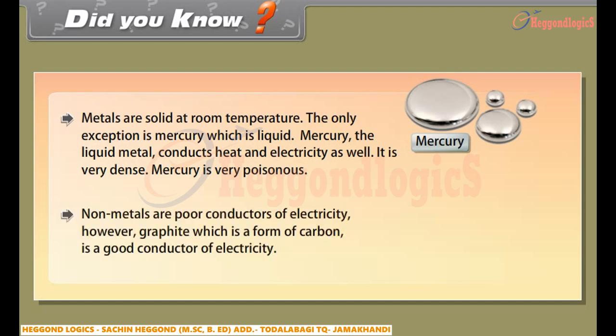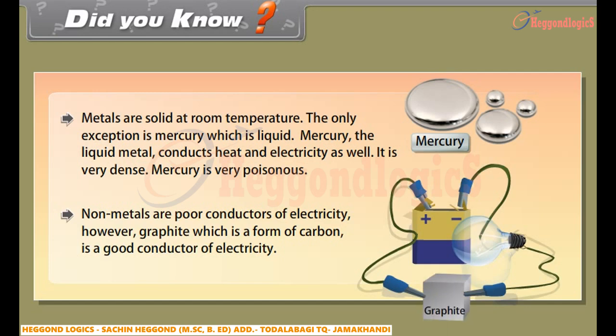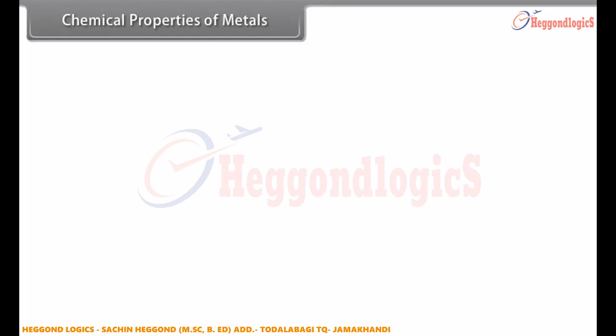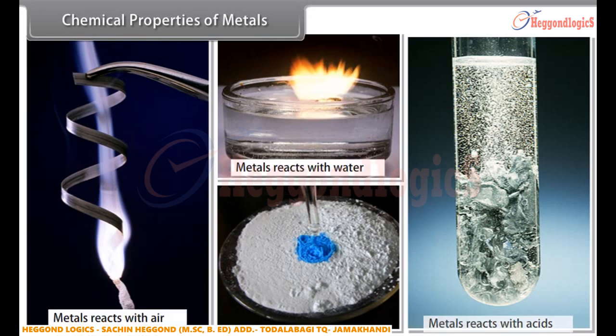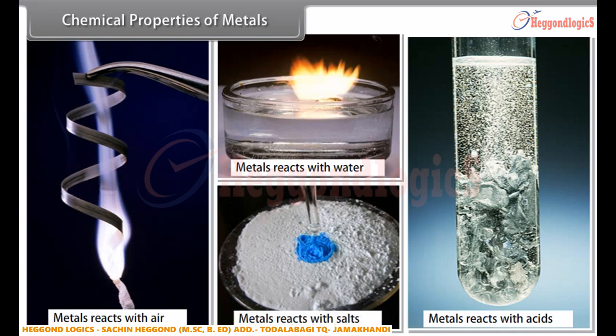Non-metals are poor conductors of electricity. However, graphite, which is a form of carbon, is a good conductor of electricity. Chemical properties of metals. Let us look at some chemical properties of metals. These properties include reactions of metals with other elements, that is, air, water, acids, and other metal salts.